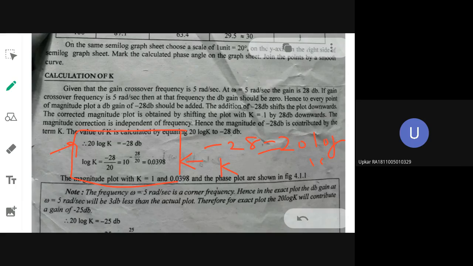So this finishes off Bode plot problems for you. Next we will discuss what are polar plots, otherwise known as Nyquist plots, and those plots will be drawn on a polar graph sheet.